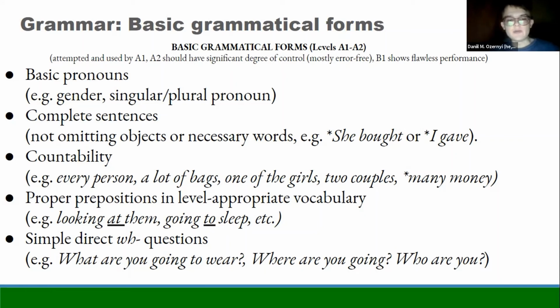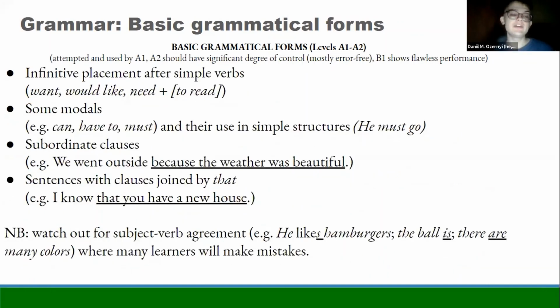Simple direct WH questions. WH questions are formed by what, where, who, etc. And the only one which has WH in it, but doesn't start with it, is how. It doesn't start with WH, but it has WH in it. What are you going to wear? Where are you going? The structure of that they also need to know.